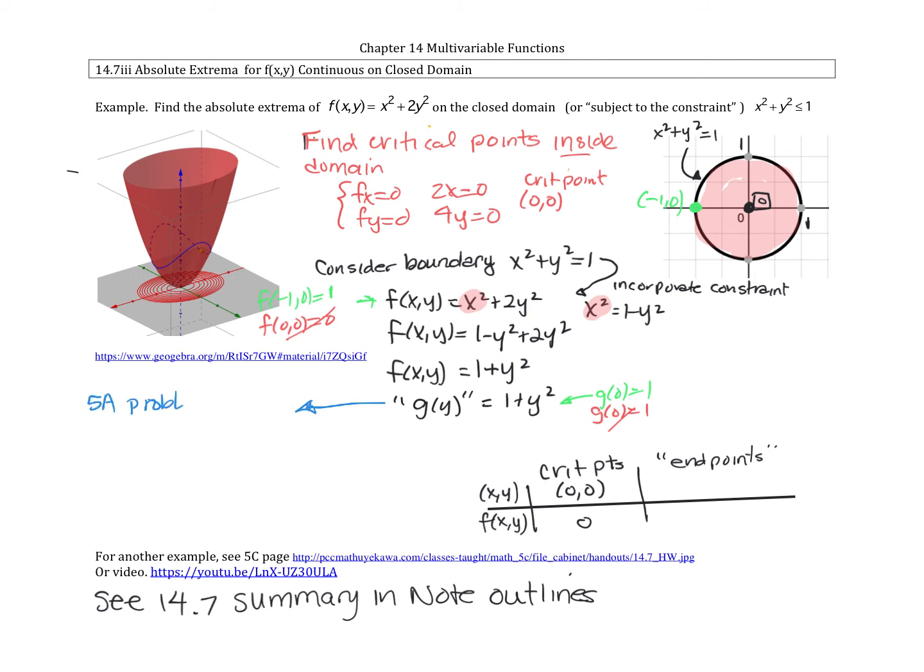So really what happens here is this becomes a 5a problem. That means the single variable calculus inside our problem, which is I'm going to try to optimize g of y equals 1 plus y squared. And I have actually a closed interval. I'm not looking at all values of y everywhere. I'm only looking at points on this curve. And points on this curve have y values that go from -1 to 1. So y is between -1 and 1.